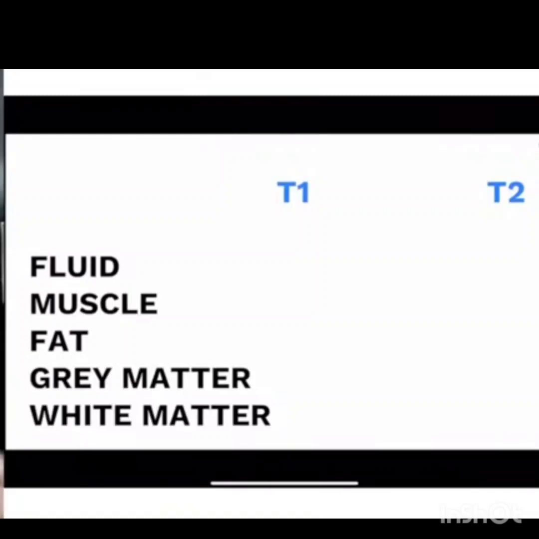Know T1 versus T2, which are the two most basic conventional sequences. So herein we need to see the signal intensity of various things. First we'll tabulate this and then we'll see the images.